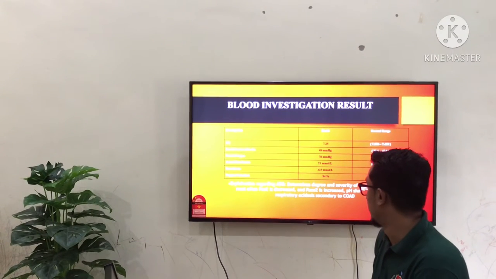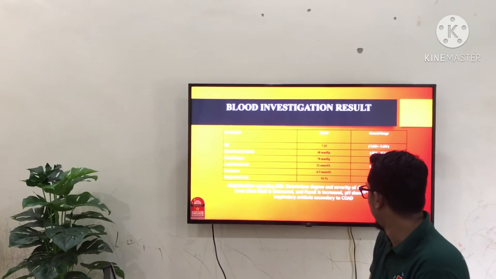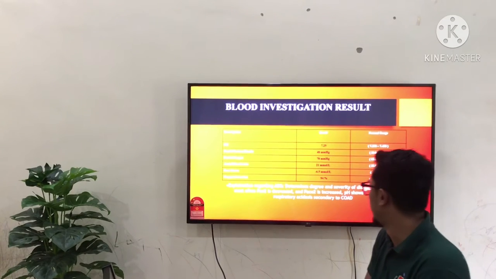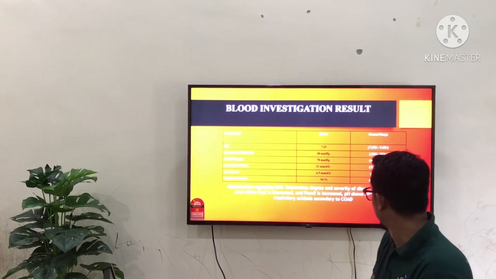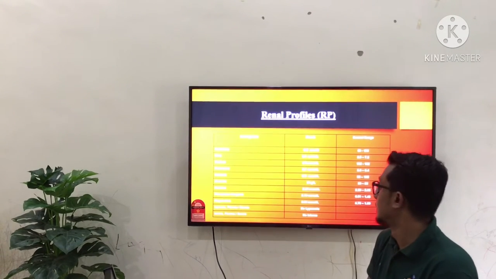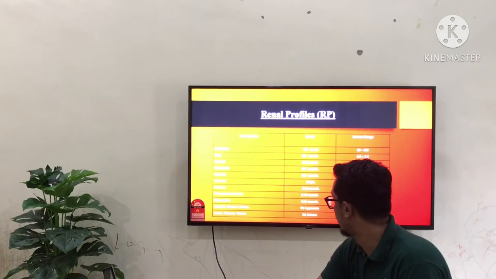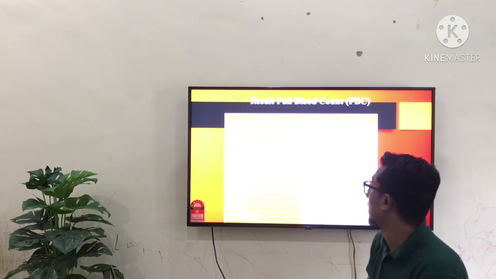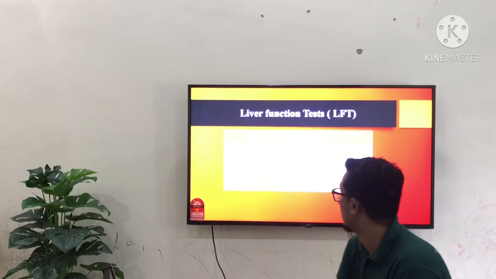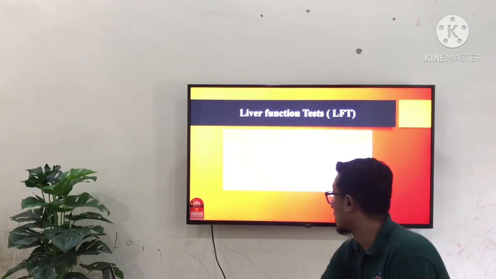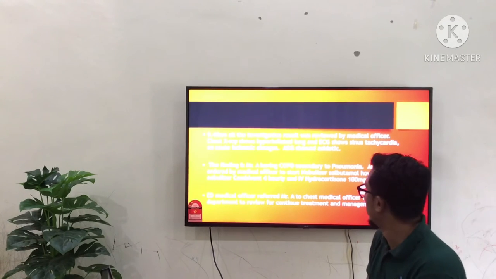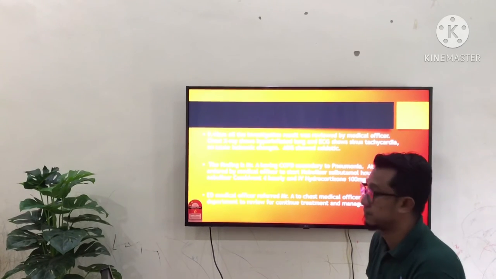Regarding dia punya ABG, determine degree and severity of disease process. Most often PO2 is decreased and PaCO2 is increased. pH is acidotic, mild respiratory acidosis due to COPD. Dia punya renal profile, result from full blood count, kita dapat white blood cell dia increase sikit. Liver function test dia. Okay, at 9:40 AM, all the investigation results were reviewed by medical officer.